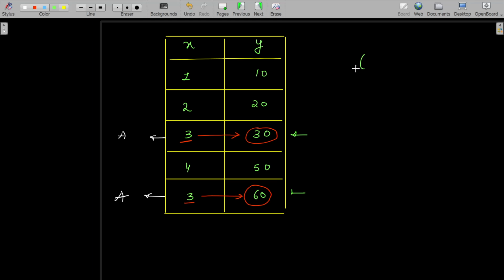So if I write this data in ordered pairs: 1 comma 10, 2 comma 20, 3 comma 30, 4 comma 50, and 3 comma 60, right? So this is another way of framing a question. So again we can see that 3 is getting mapped to two different y values, so that is why this data will not be a function.